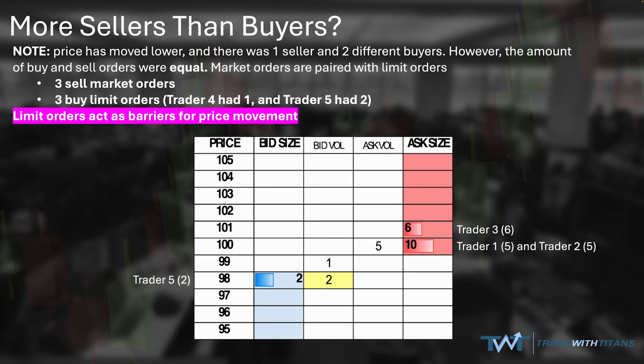Going back to our understanding of liquidity, you can see here that limit orders are acting as barriers to price movement because of the way they are matched with market orders. Lots of limit orders results in a thick book and lower volatility. Fewer limit orders results in a thin book and more volatility, as a smaller volume of market orders is needed to move price.